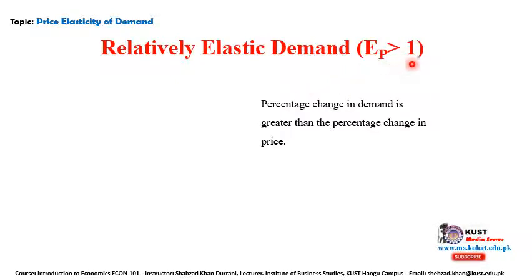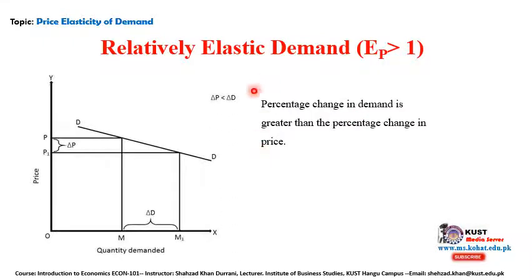If EP is equal to 0, it means that there is no change in the quantity demanded. But if EP is greater than 1, it means that the percent change in demand is greater than the percent change in price. Now we will understand this concept through a graph. Here we can see the demand curve, then we have the initial price P1, and this was the quantity demanded for it. The quantity demanded represented here is M1.